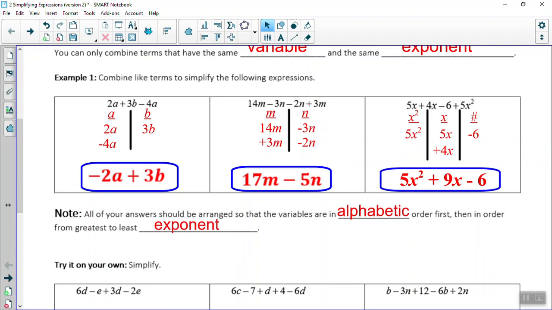So if we look over here, these are both x's, but I put the x squared first because that's a bigger exponent than just plain x. And then my constants will always go at the end.